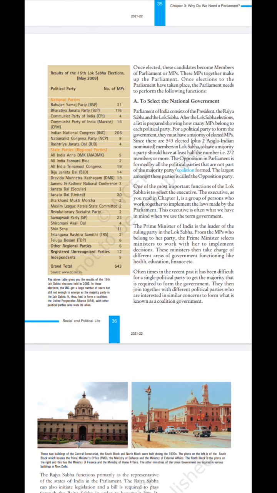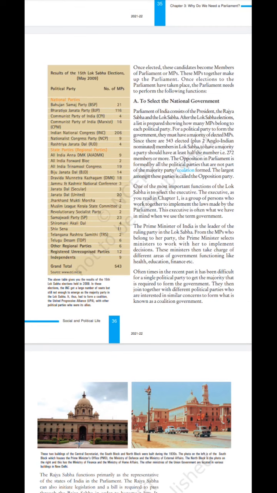One of the most important functions of the Lok Sabha is to select the executive. The executive, as you read in chapter 1, is a group of persons who work together to implement the laws made by the parliament. This executive is often what we have in mind when we use the term government. The Prime Minister of India is the leader of the ruling party in the Lok Sabha. From the MPs who belong to her party, the Prime Minister selects ministers to work with her to implement decisions. These ministers then take charge of different areas of government functioning like health, education, finance, etc.